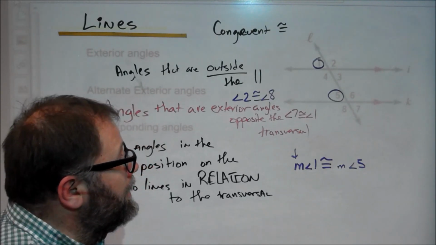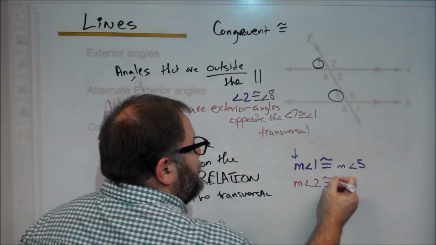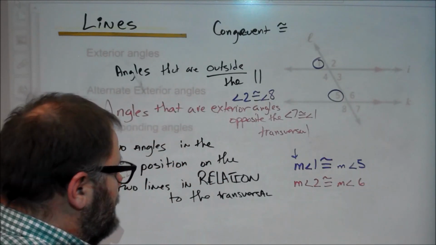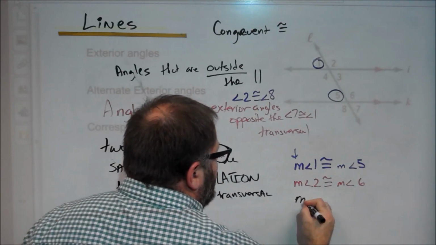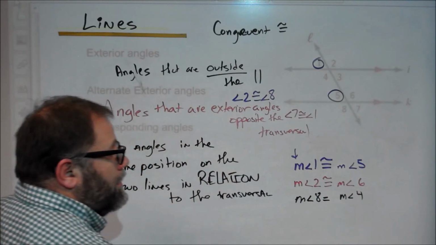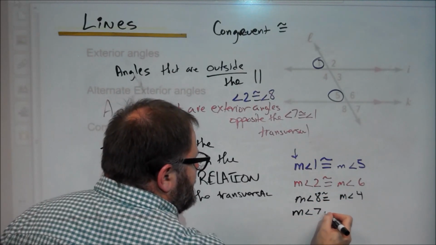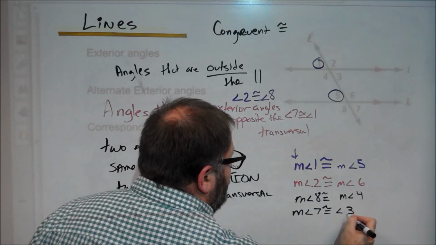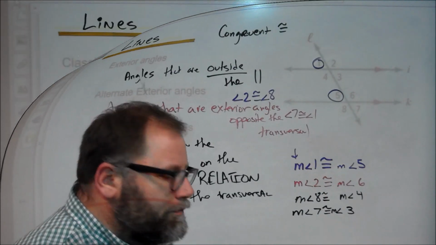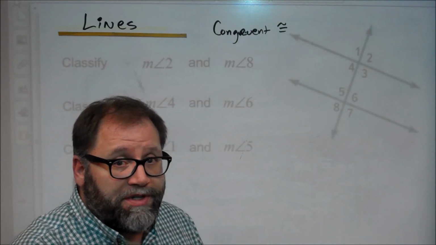They are the same. Therefore, the measure of angle 2 is congruent to the measure of angle 6. The measure of angle 8 is congruent to the measure of angle 4. And lastly, I've got the measure of angle 7 is congruent to the measure of angle 3. Let's try a couple. Remember, as we're naming these things, they are congruent to each other, which means they are the same angle.